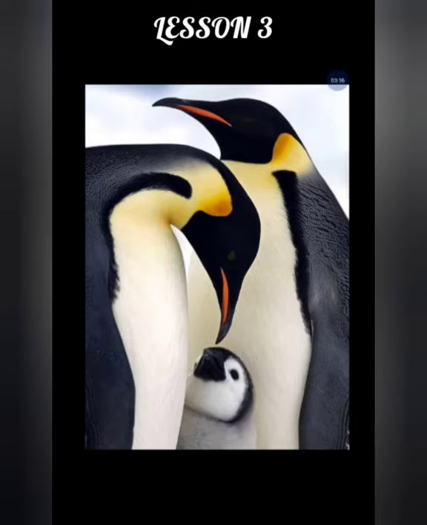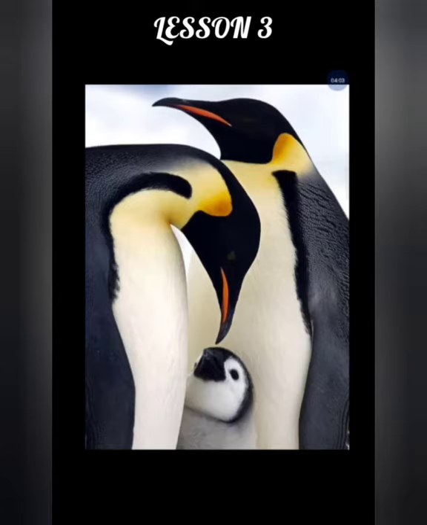These penguins have flippers, F-L-I-P-P-E-R-S. What is meant by flippers? Flat part of the body used for swimming. This bird has flippers, flat parts of the body used for swimming. Penguins cannot fly, but they can swim better. These flippers help the penguins to swim better.